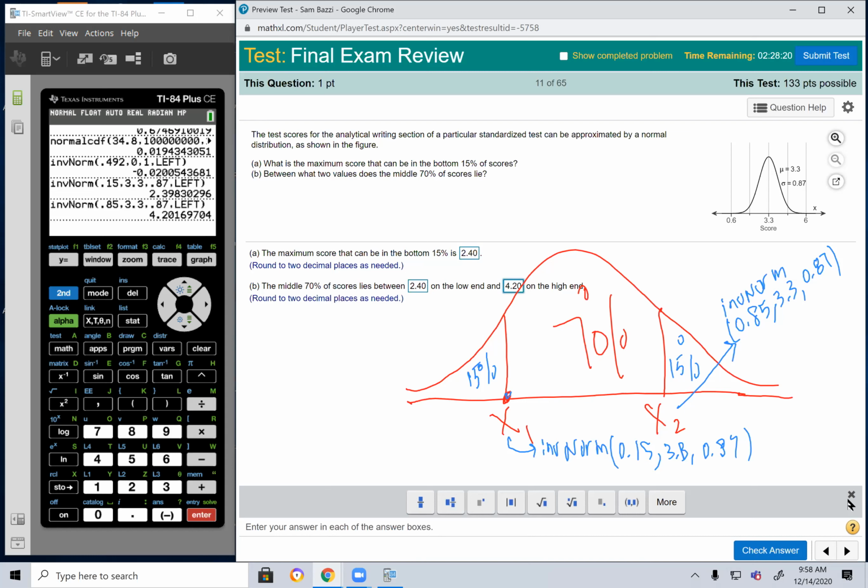Look here, we did 15. We did 15 right here. And the other one will be 100% minus 15, which is 85%. You can see the 85% here.